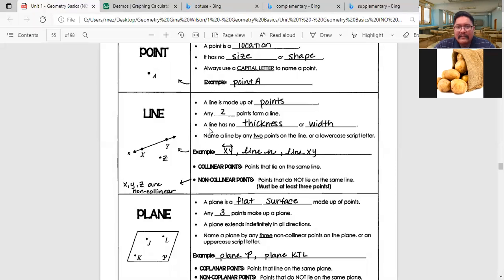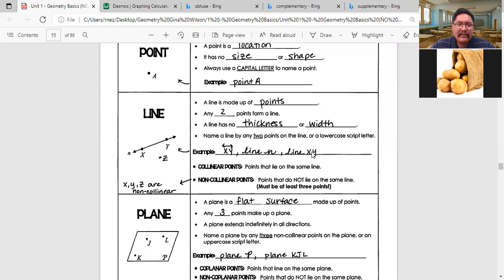Anyway, name a line by any 2 points on that line or by a lowercase letter. So here I can call this line XY, and we would mark it like this, XY with the line on top and the little arrowheads to show that it goes in the same direction forever. And then we also have line N, which is already named and it's a lowercase letter, so I can call it line N.